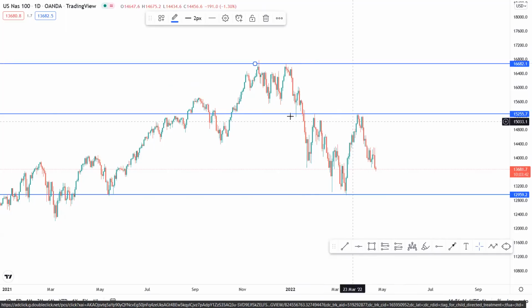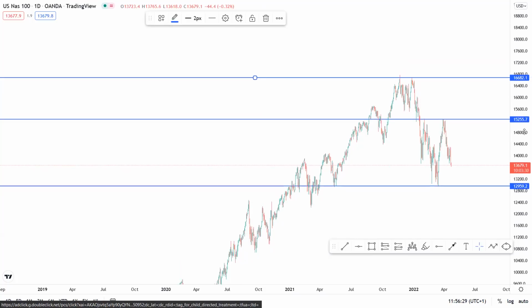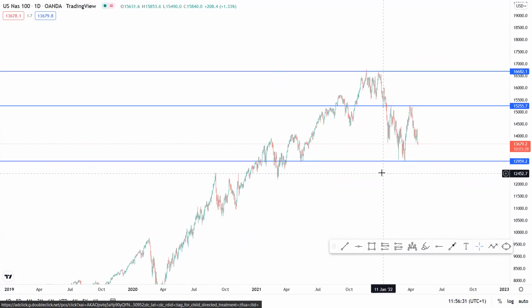The highest point, the lowest point, and the current highest point. This point is holding me, and I know if I pass this point, I'm gonna be moving to the top. But this is what I have on the daily time frame. I don't have much on the daily time frame.